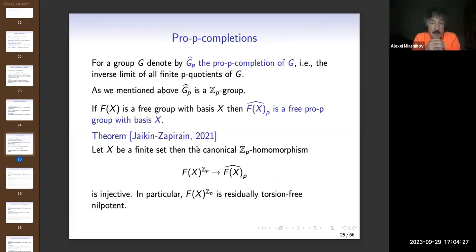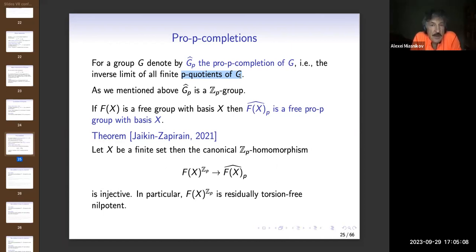Now let's go to the pro-p completions. So you have a group G, and denote by G hat p the pro-p completion of G, which is the inverse limit of all finite p-quotients of G. As we mentioned at the beginning, every pro-p group is a Z_p group. So in fact, the pro-p completion is a nice completion of G with respect to this topology.